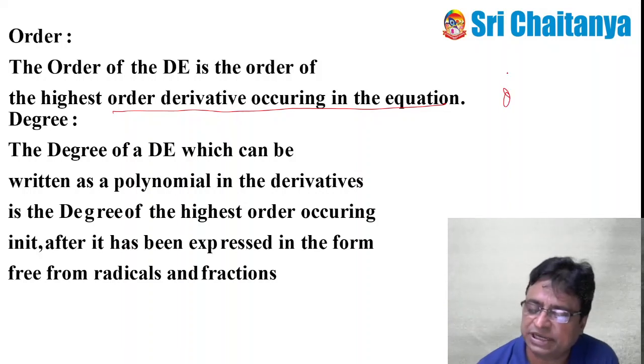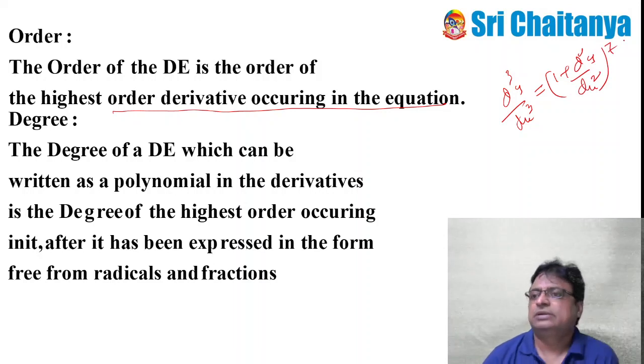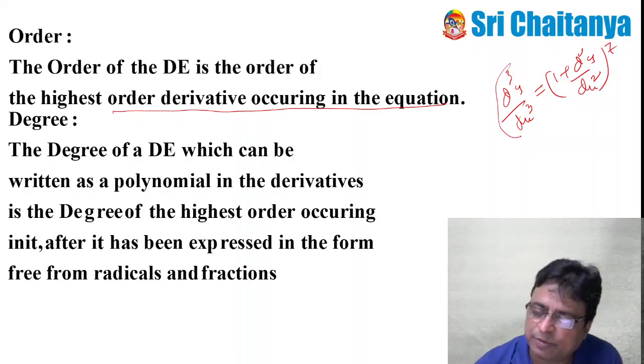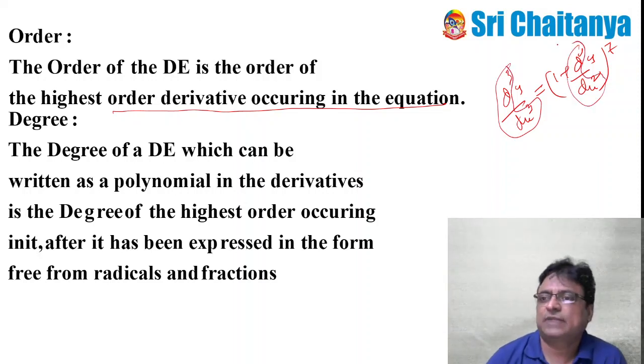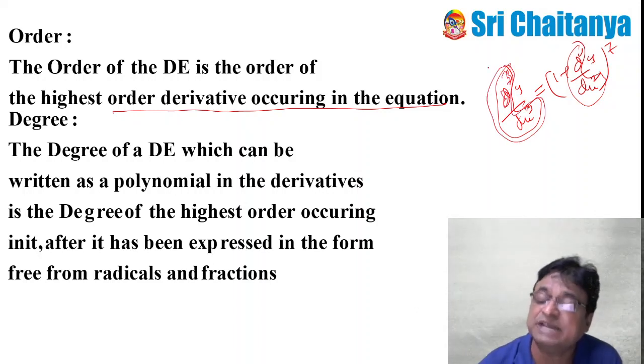Suppose this is the differential equation given to you: d cube y by dx cube equal to 1 plus d square y by dx square whole power 7. Here d cube y by dx cube is there and d square y by dx square is there. Of that, this d cube y by dx cube, that 3 is there, no? This is the highest order differential coefficient.